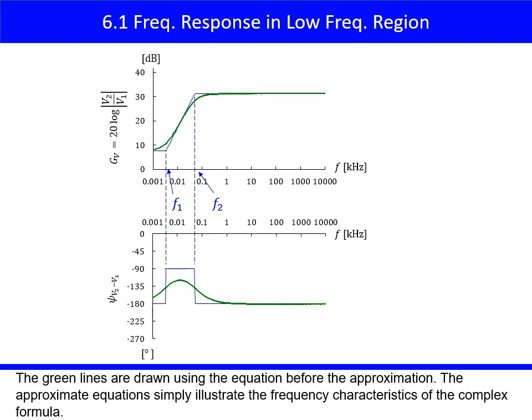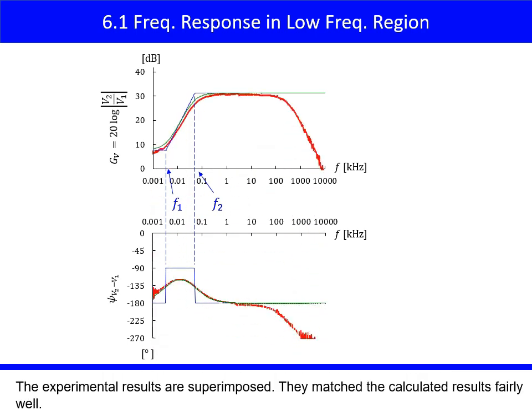The green lines are drawn using the equation before the approximation. The approximate equations simply illustrate the frequency characteristics of the complex formula. The experimental results are superimposed. They matched the calculated results fairly well.